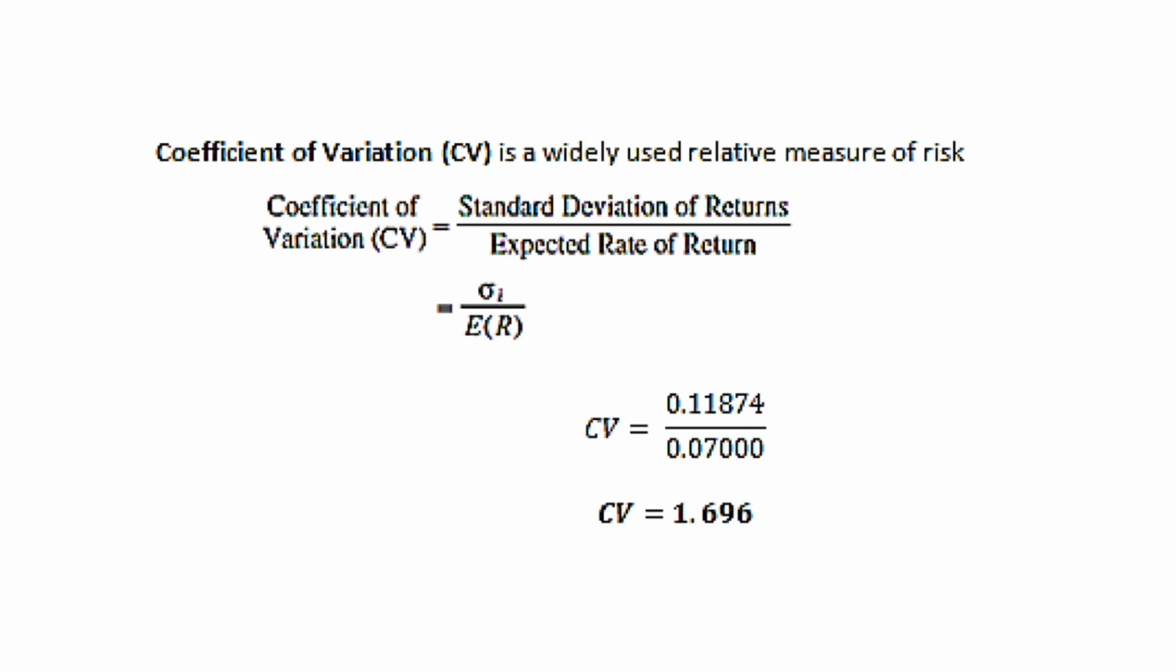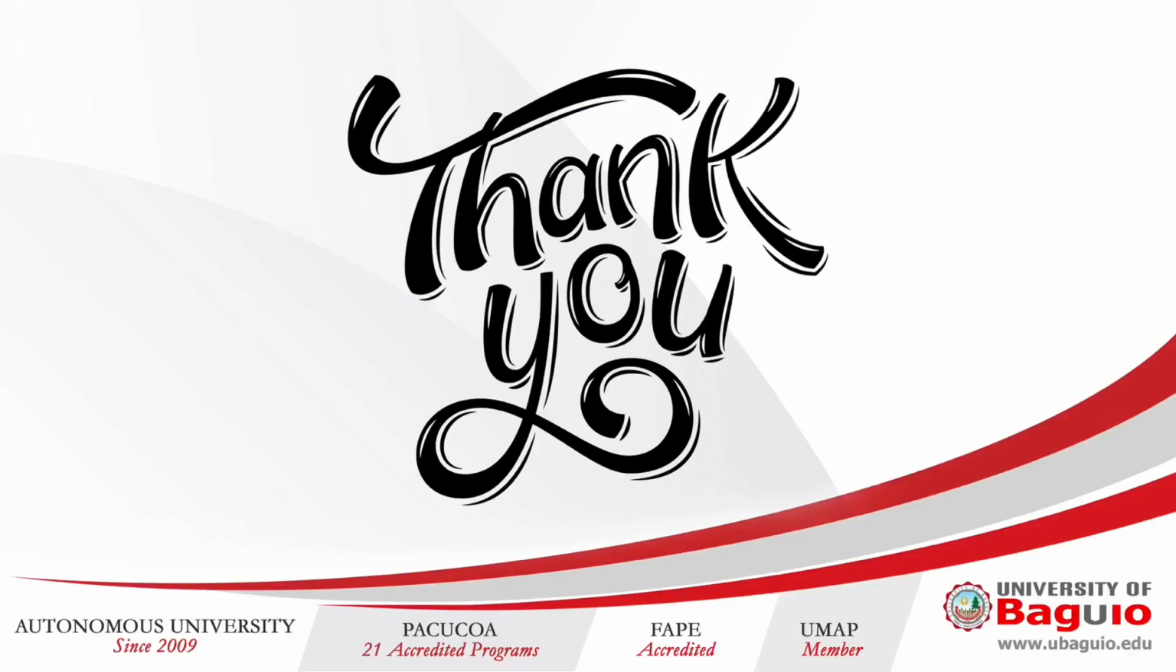So, we use the numbers we computed earlier and substitute them into the formula for coefficient of variation. Our computed standard deviation was 0.11874 and our computed expected rate of return was 0.07. And we get the quotient, and that is the coefficient of variation, which is 1.696. That ends my short presentation.